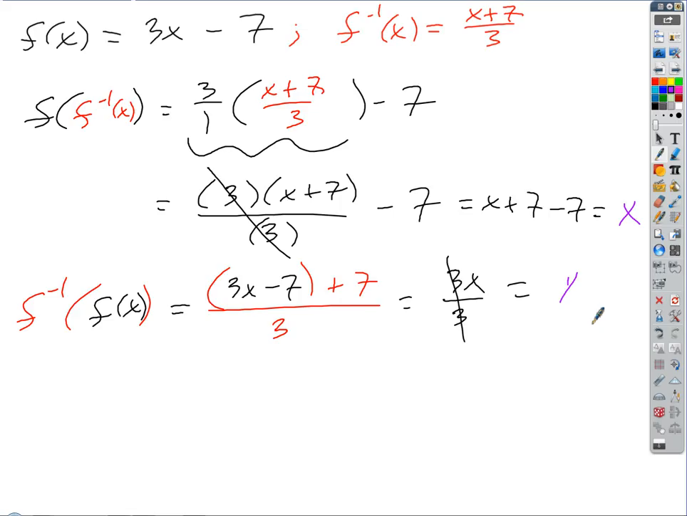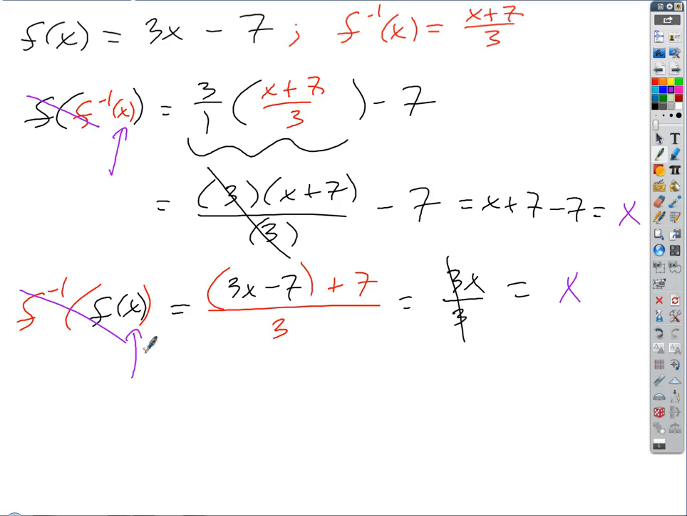So if I take the function of an inverse, or the inverse function of the original function, I'm always just going to get back the x. They undo each other. It's almost as if they are canceling each other out, just leaving behind the x. Does that make sense?